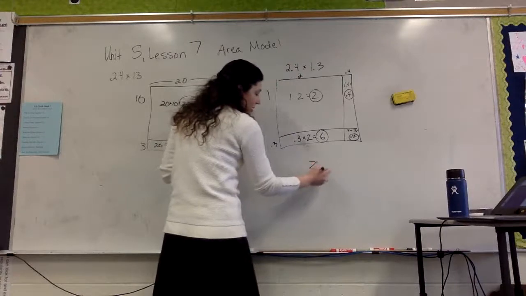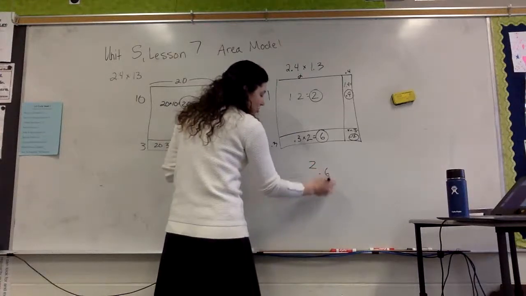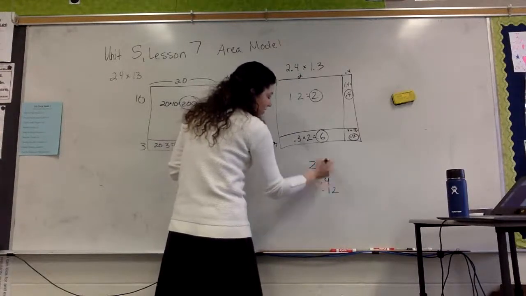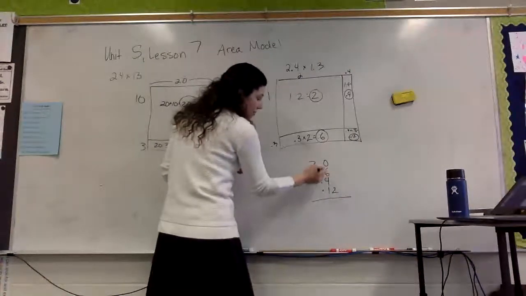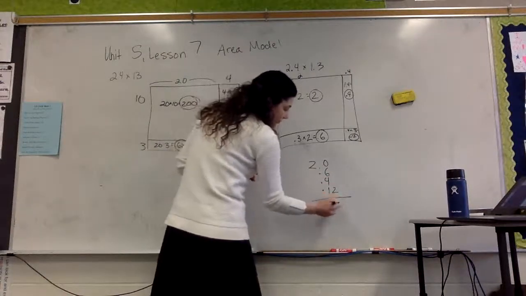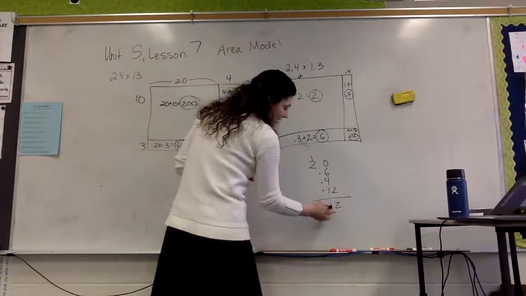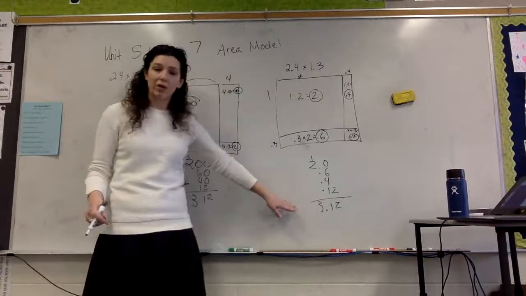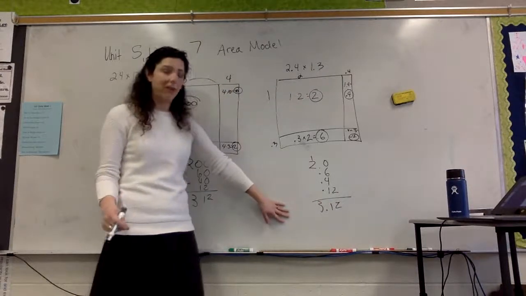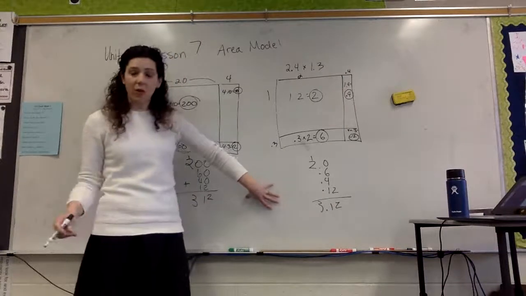Now I'm going to go ahead and put my partial products together, being very careful to make sure I'm lining up my place values. And I can see that my answer becomes 3.12. Okay? This is just another way to multiply.